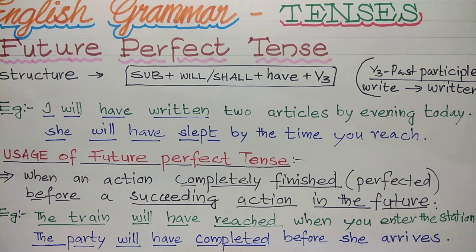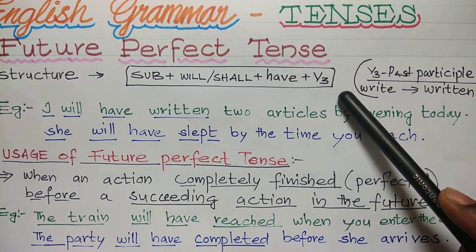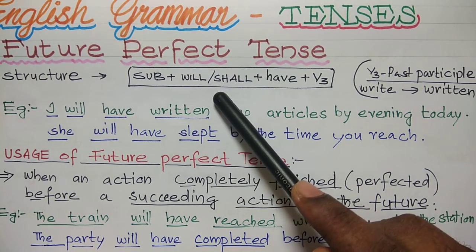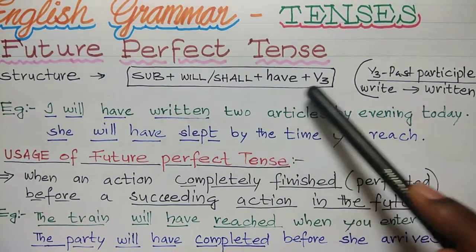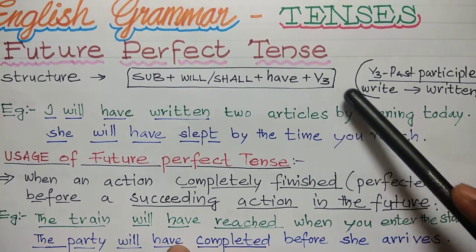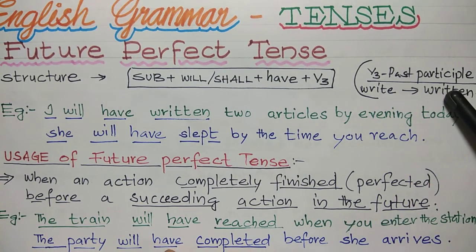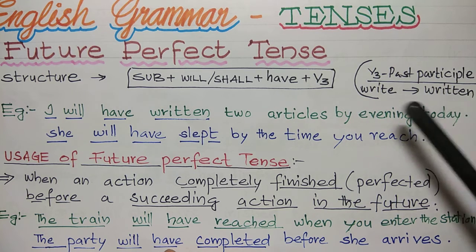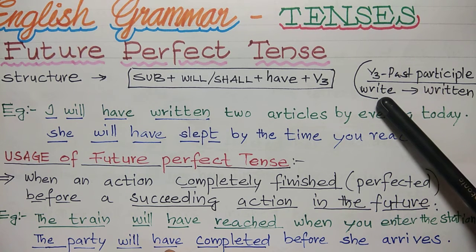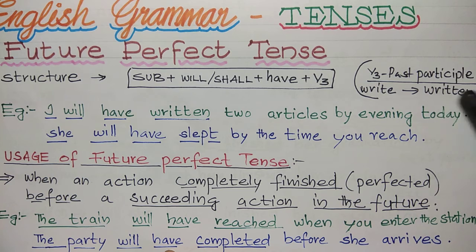Its structure is subject plus will or shall plus have plus V3. Here V3 is the past participle form of the verb. For example, for the verb write, the past participle form is written.